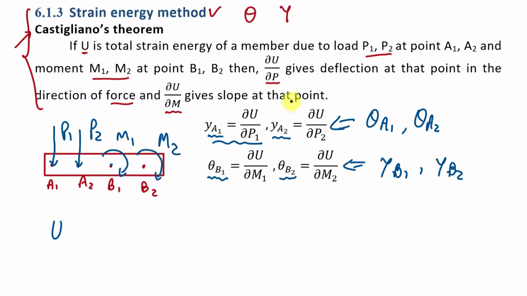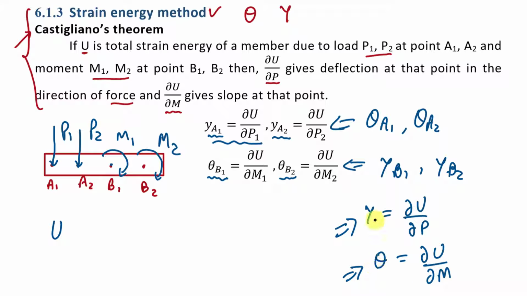Fine? So from here you can remember this equation: Y is equal to del U by del P and theta is equal to del U by del M. You have to remember these two equations. Right? Now from this definition it is not very clear what the strain energy method is and how to find slope and deflection. We will take one small example, then you will be able to understand how to use this strain energy method to find slope and deflection.